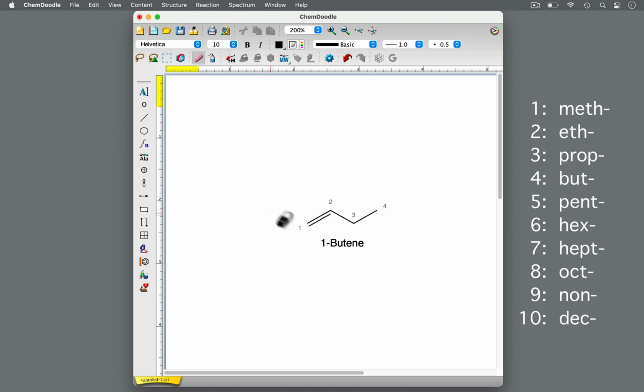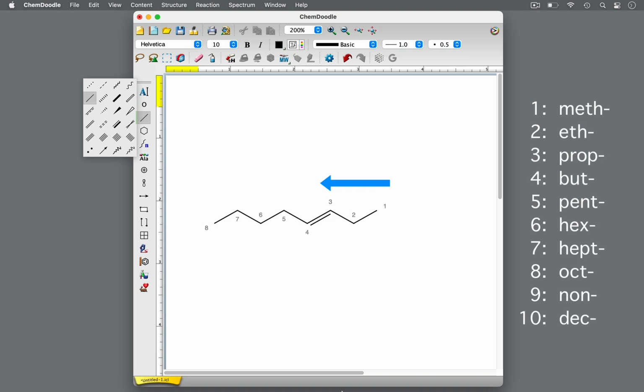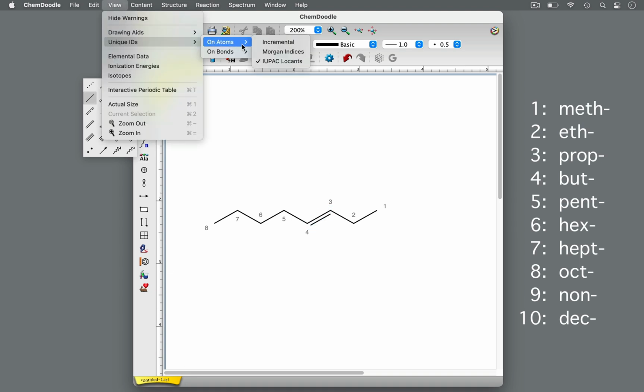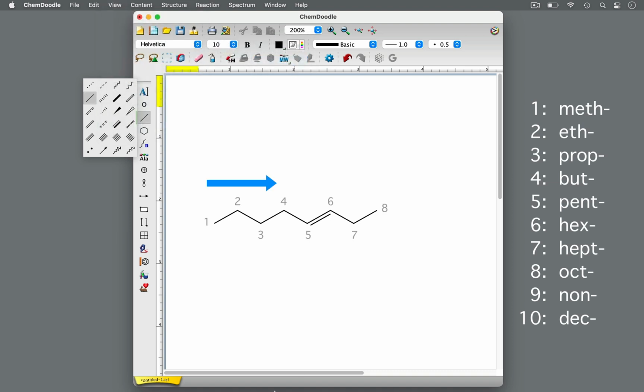Keep in mind that numbering of the carbon chain begins at the end closest to the double bond. This ensures that the double bond has the lowest possible number. In this alkene, numbering starts on the right, so that the double bond begins on carbon 3. If numbering started on the left, then the double bond would begin on carbon 5, which is larger than 3.